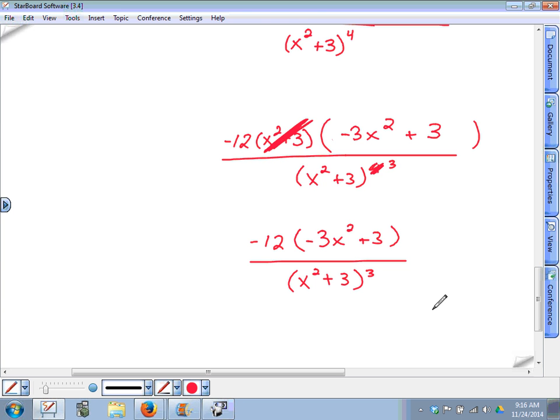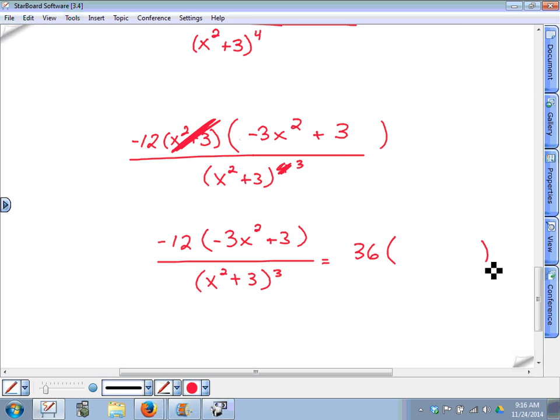And to make this a little nicer, isn't there something else we can do here? Can we take out a negative 3? We could. So if I take out a negative 3 here, doesn't that make that a positive 36? And now we're left with x squared. Careful, I'm taking out a negative 3, so it'd be minus 1.